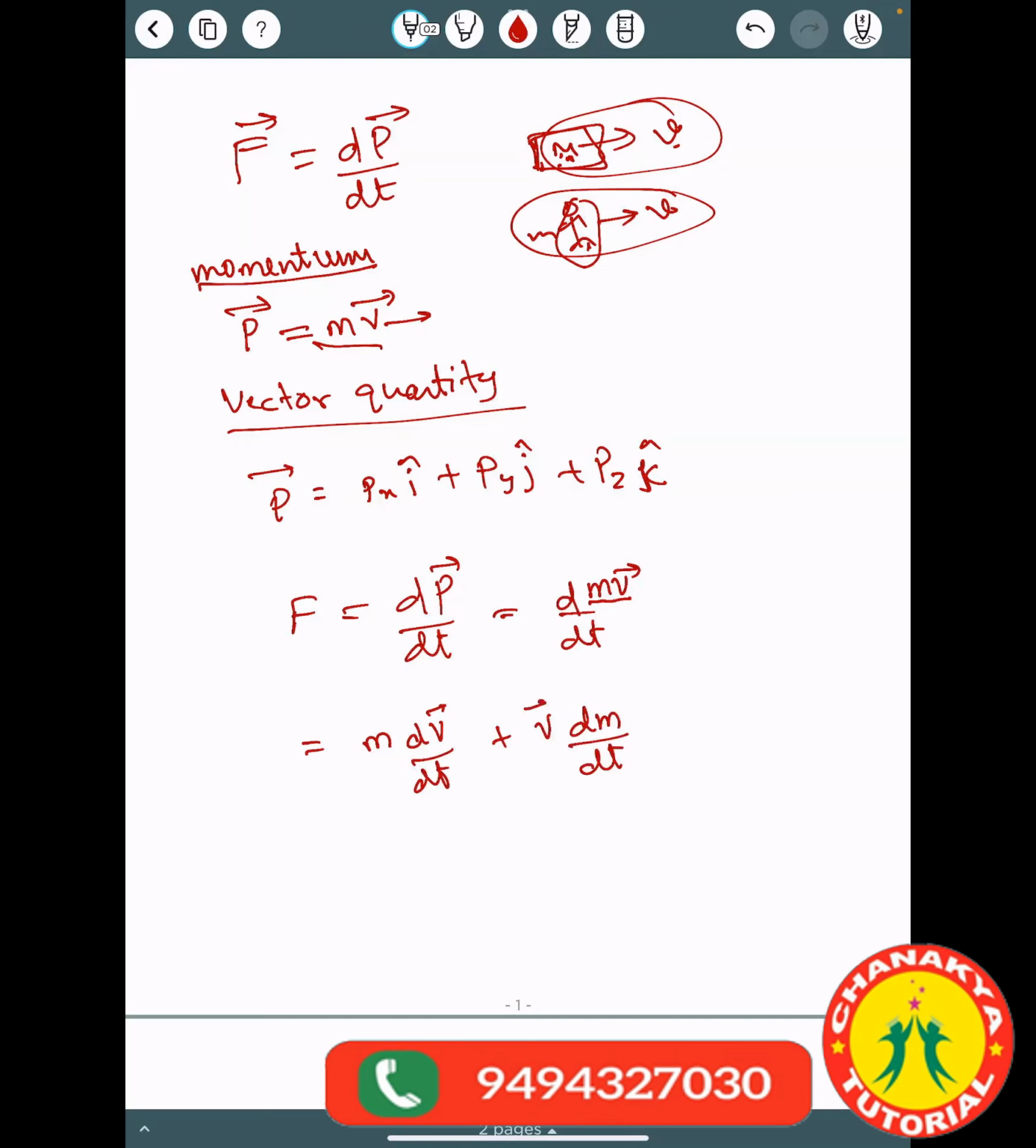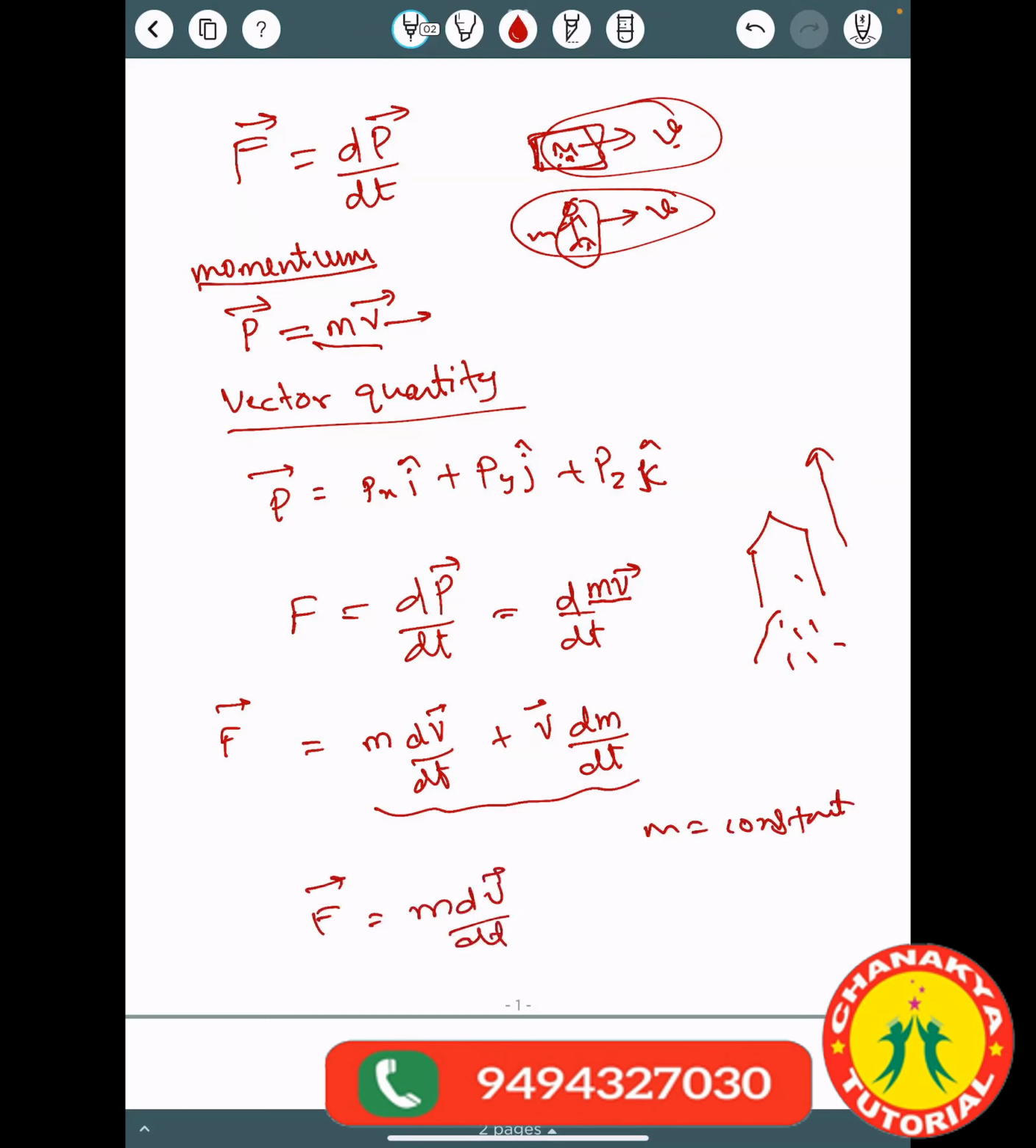No doubts. Okay, so let us say the mass is also changing in the case of a rocket. If I consider the rocket, as it is going up, it is leaving the fuel behind, right? So the mass of the rocket is decreasing. In this case, the mass is also changing. So wherever the mass changes, you have to use this complete formula. If the mass is not changing, then dm/dt is 0. If mass is constant, then you can say F is equal to m into dv/dt, because this term becomes 0. Understood? If mass is constant. Okay, guys?